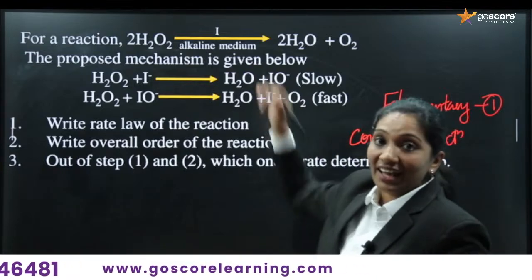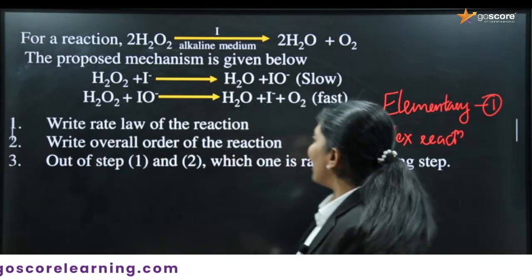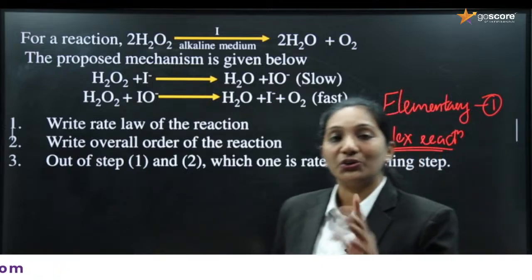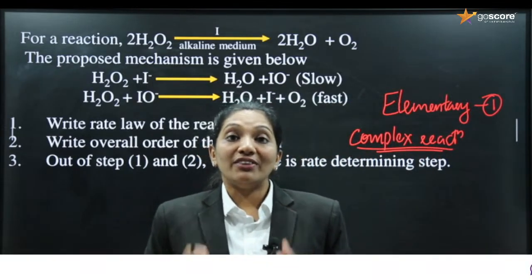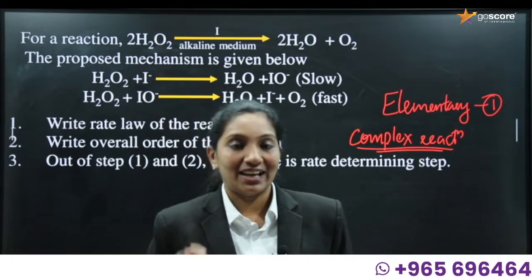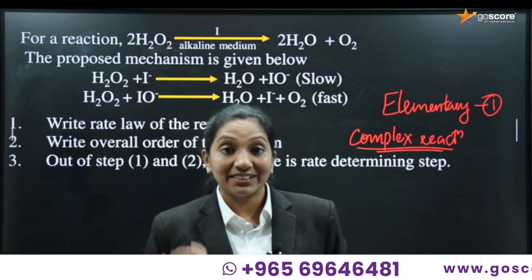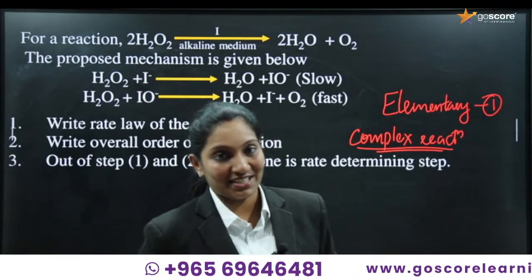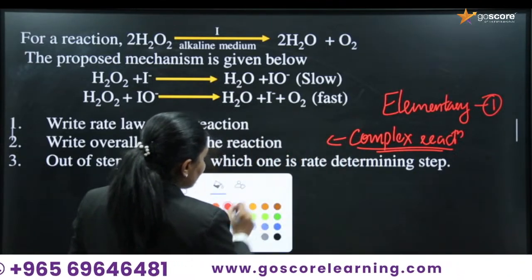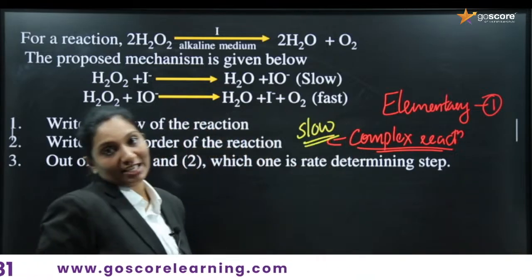So, this is an example for a complex reaction that takes place in more than one step. In the case of a complex reaction, what you have to remember is that we will consider only the slowest step. The slowest step is the rate determining step in case of a complex reaction. So, keep in mind that for complex reactions, the slowest step will be the rate determining step.